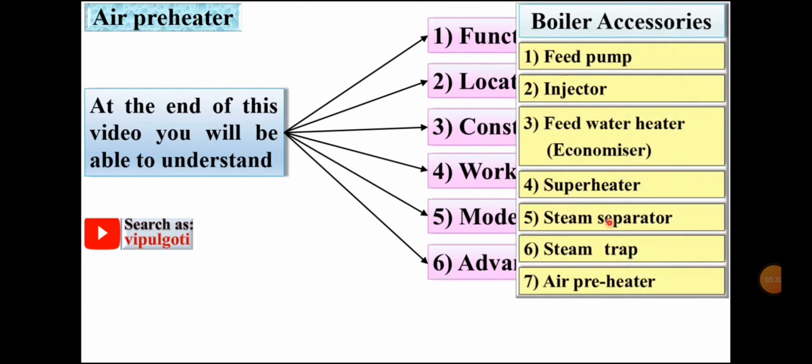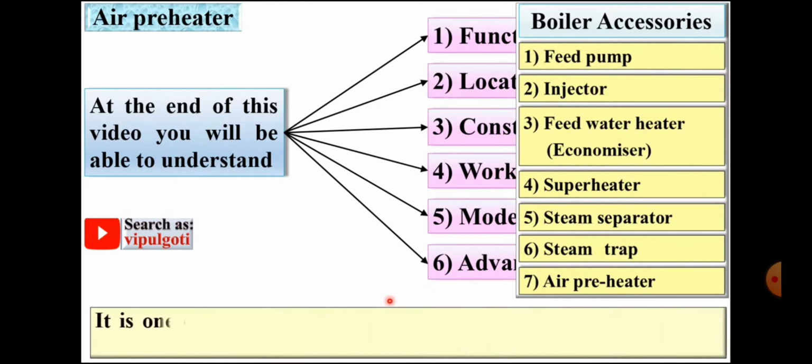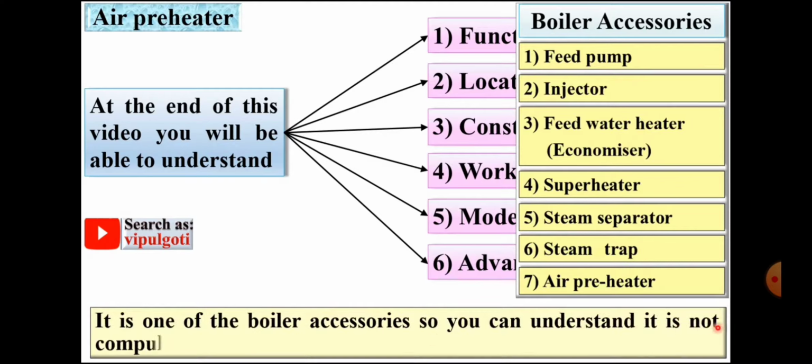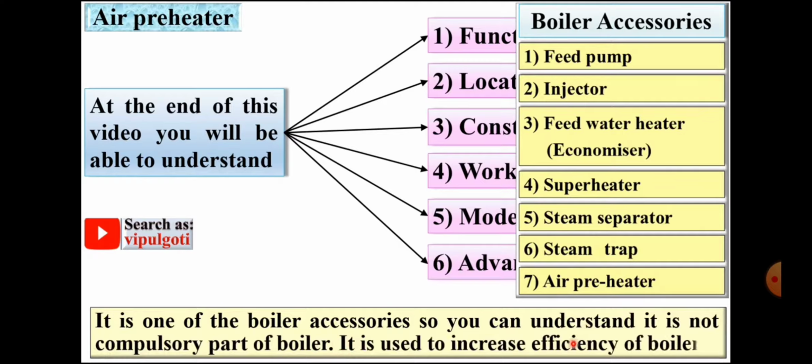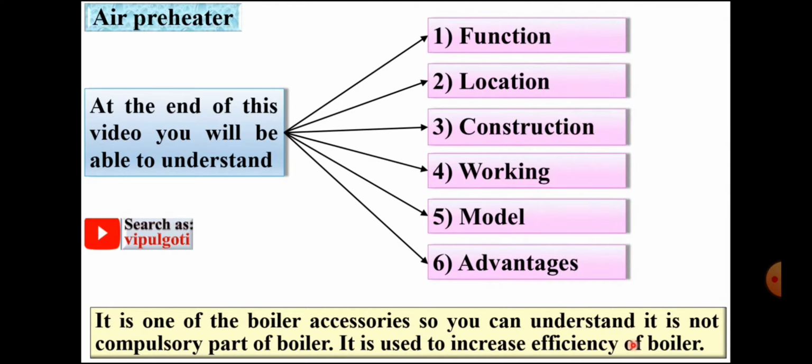Here you can see these are the different boiler accessories. Air preheater is also one of the boiler accessories. It is not a compulsory part of the boiler, but it is used to increase the efficiency of the boiler.